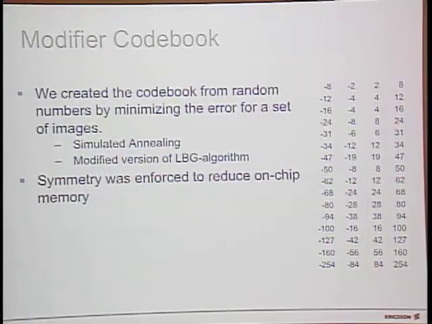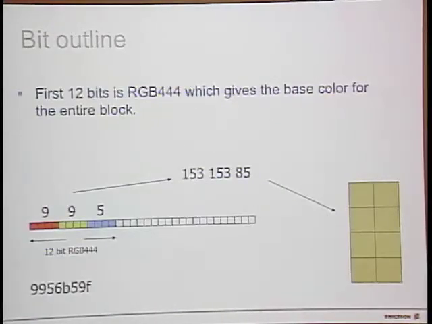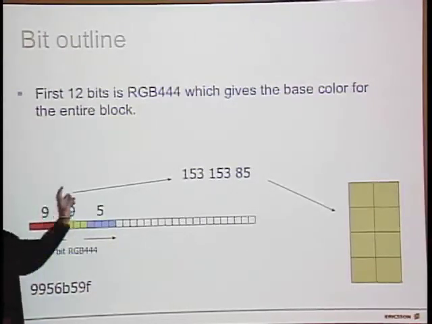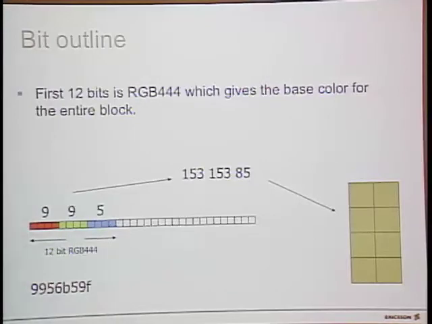Those two are the same. Okay, so when we actually encode a particular pixel, or a particular block, this is the way we're going to do it. So we've got a block here of 4x2 pixels, 4x2 texels. How are we going to do that? So the first thing we're going to do is specify 4 bits of red, green, and blue, and that's going to give us a base color for the whole block.